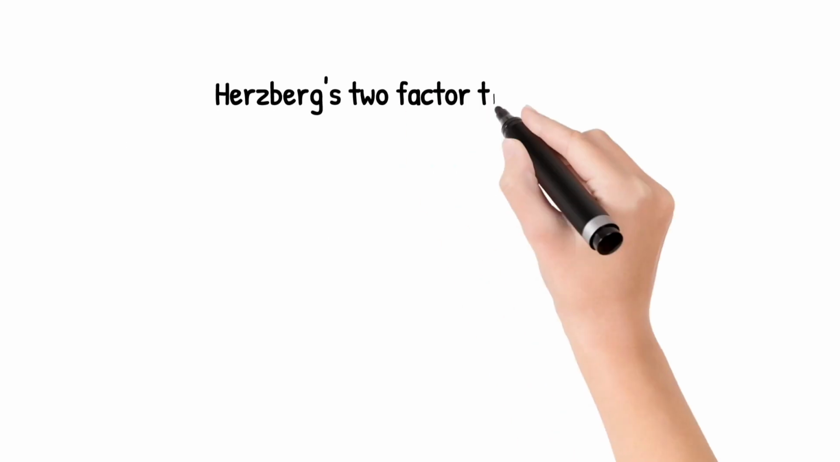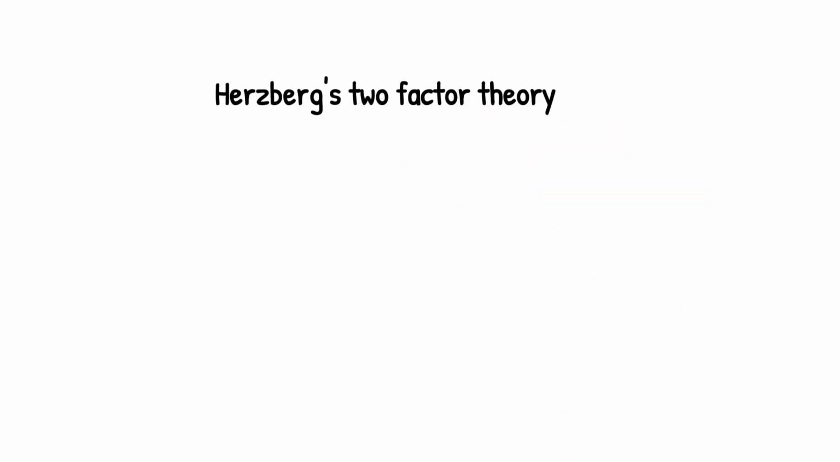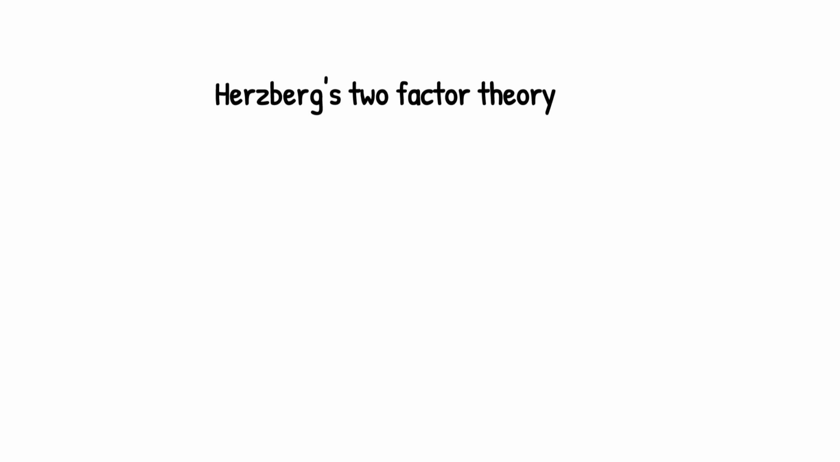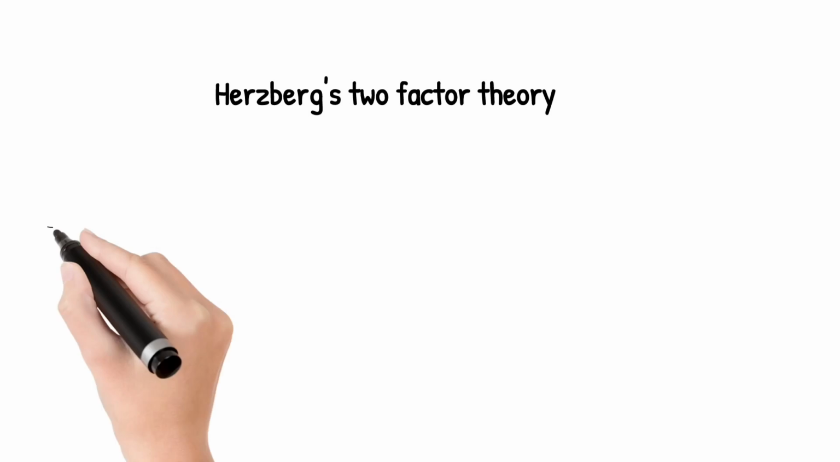Two-factor motivational theory, otherwise known as Herzberg's motivation hygiene theory. Two-factor theory states that certain factors in the workplace cause job satisfaction, while a separate set of factors cause dissatisfaction. Herzberg's two-factor theory of motivation is based on two types of factors. Factors are satisfiers or motivation, and dissatisfiers or maintenance or hygiene.